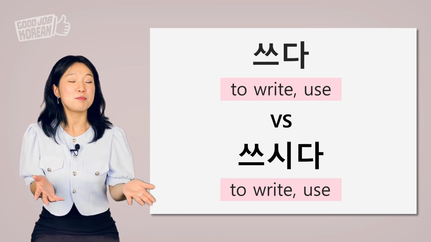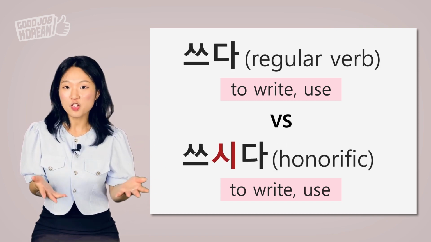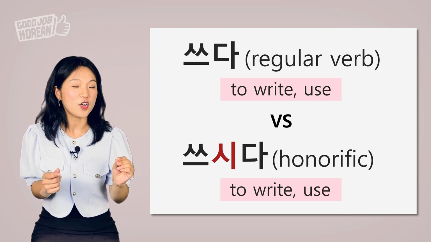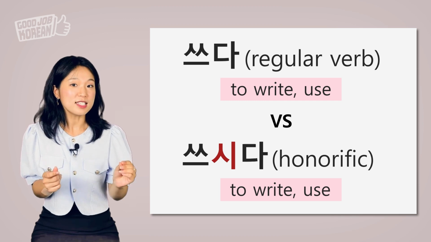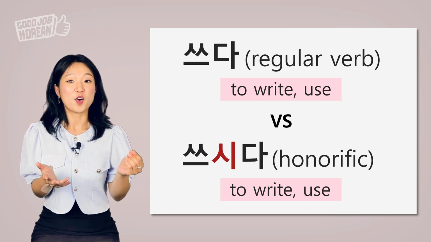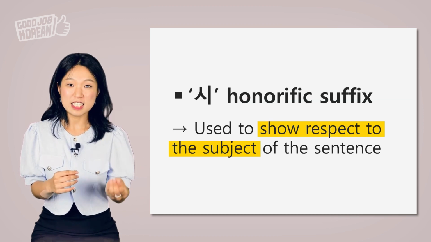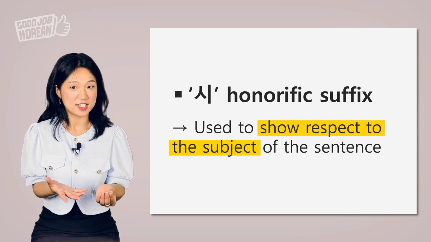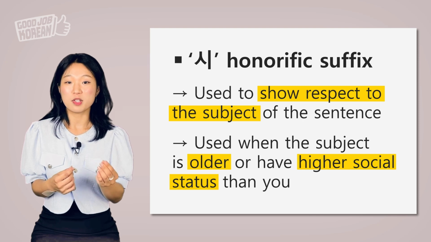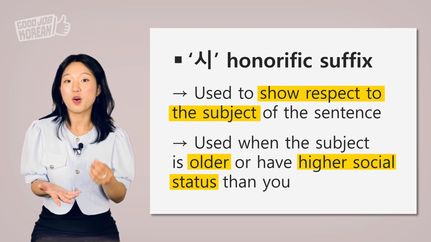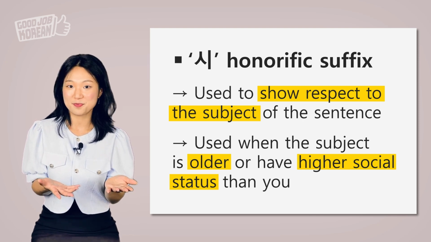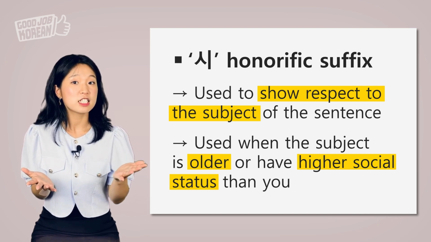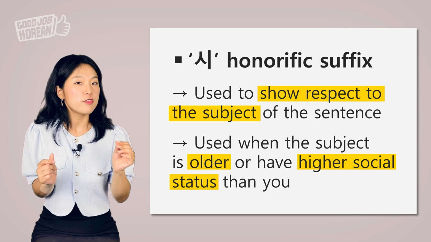Although they have same meaning, 쓰다 is a regular verb and 쓰시다 is a verb that includes 시 honorific suffix. So 쓰시다 is an honorific form of 쓰다. We use 시 honorific suffix when we show respect to the subject of the sentence. So you can use 시 suffix when the subject is older than you or higher than you in social status.